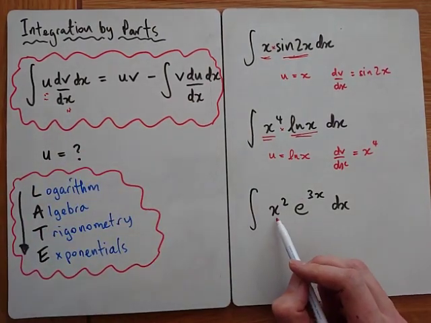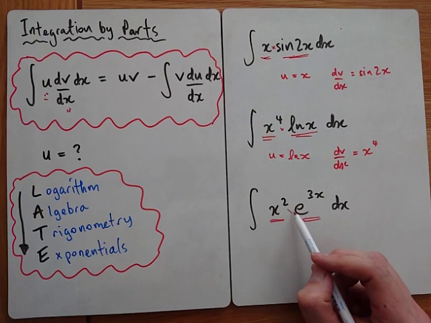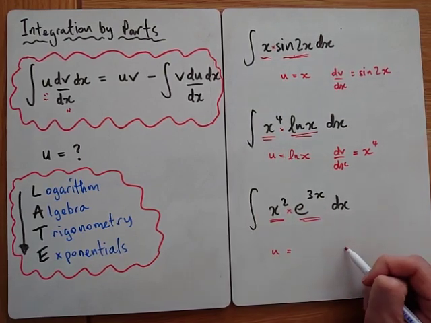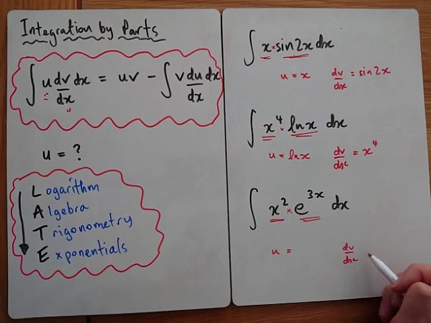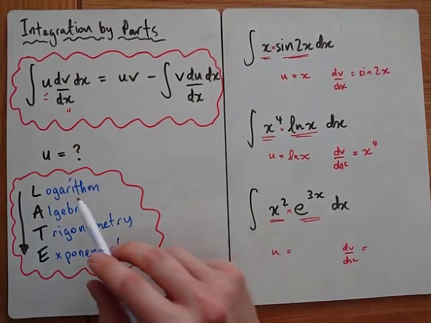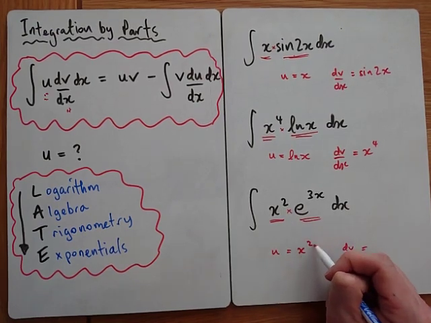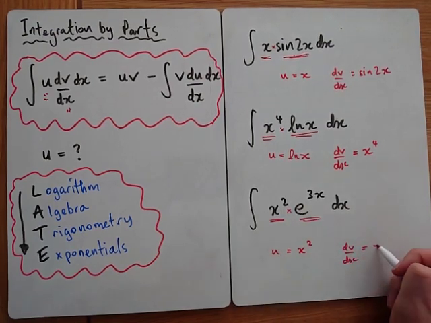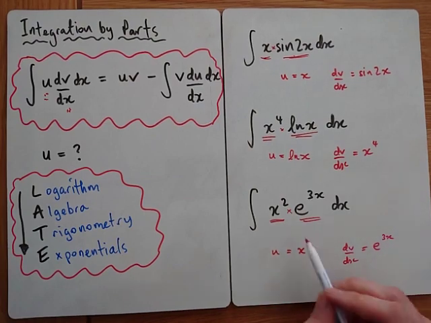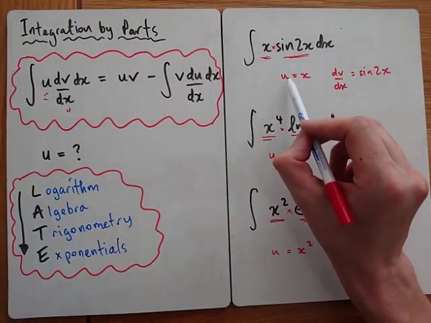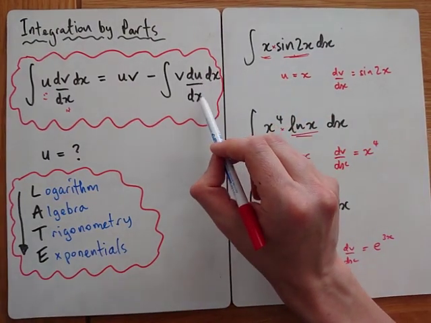For the last one, we've got two functions multiplied together. Which one's going to be called u? Which one's going to be called dv? Well, we haven't got any logs, we have got algebra, so u is going to equal x squared, which means e to the 3x is going to be dv by dx. It's very important that you do this the right way around, because we need to differentiate u to figure out what du by dx is.